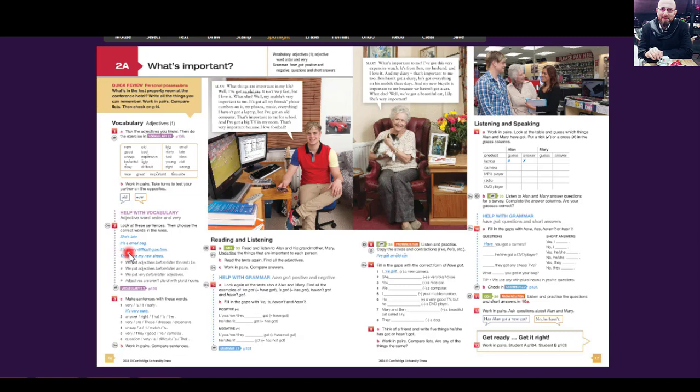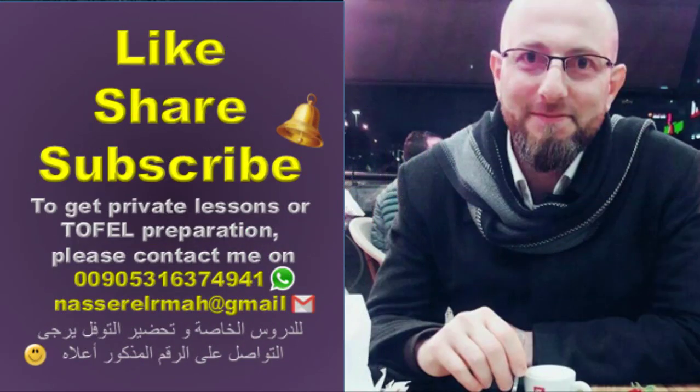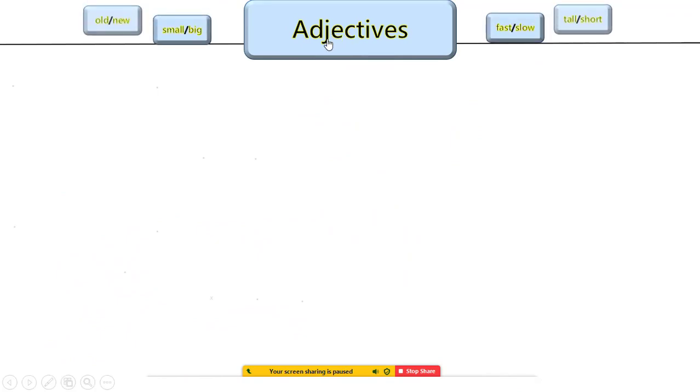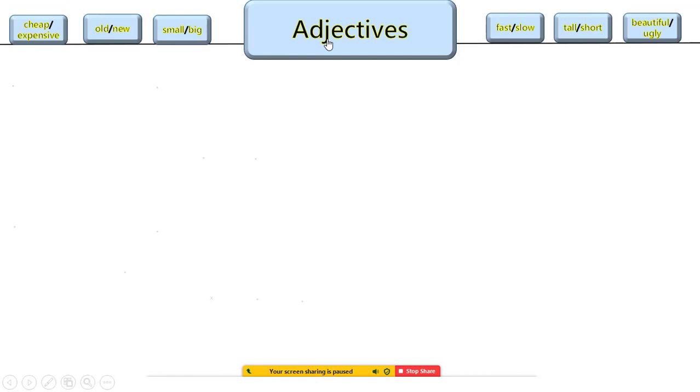And now let's explain this rule together. Okay, so adjectives. What's the grammar for the adjectives, or what are the adjectives? The adjectives, we said cheap, expensive, old, new, small, big, fast, slow, tall, short, beautiful, ugly, all of these adjectives. And when we write the adjective in the sentence, we have four rules, okay?